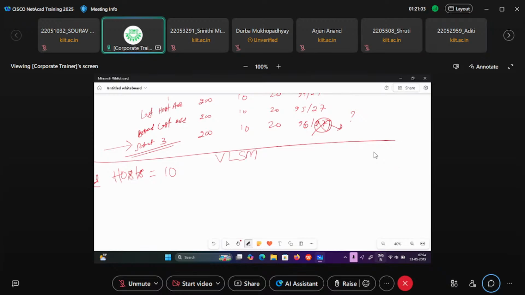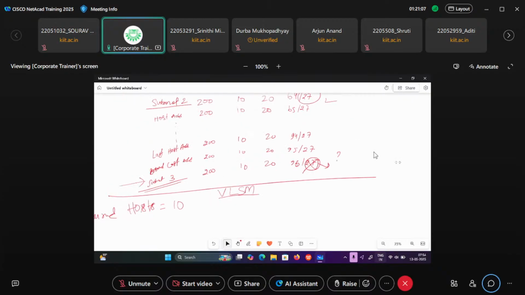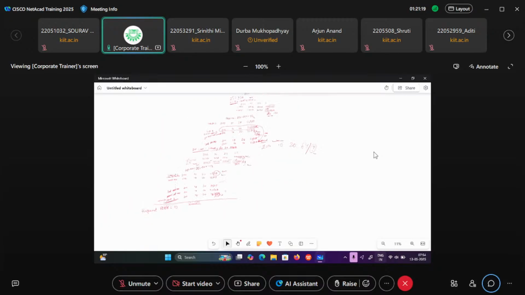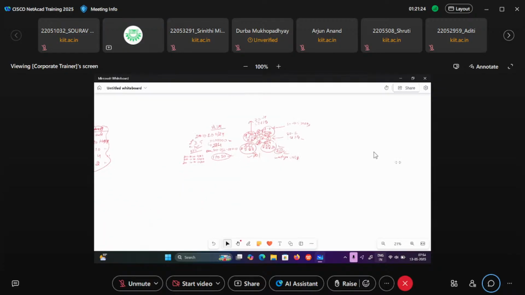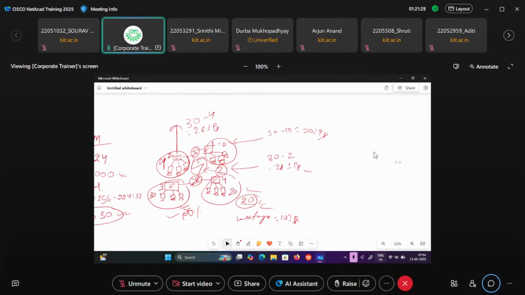VLSM, just understand that. One network, how many IPs you can configure? Each and every subnetted network behaves like a different network. Remember this. When you go for the VLSM, in our scenario, just see the scenario first. In this case, in each and every case, we do not have an equal number of hosts required. In each and every case, a different number of hosts is required.